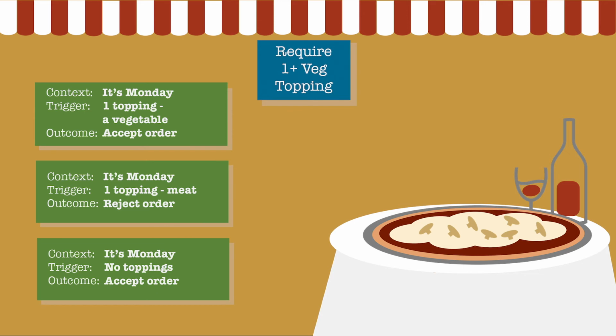Now the head waiter asks what the app should do if a customer orders 1 meat topping and 1 veg topping. They decide to reject that order. They capture that behavior on another green example card.